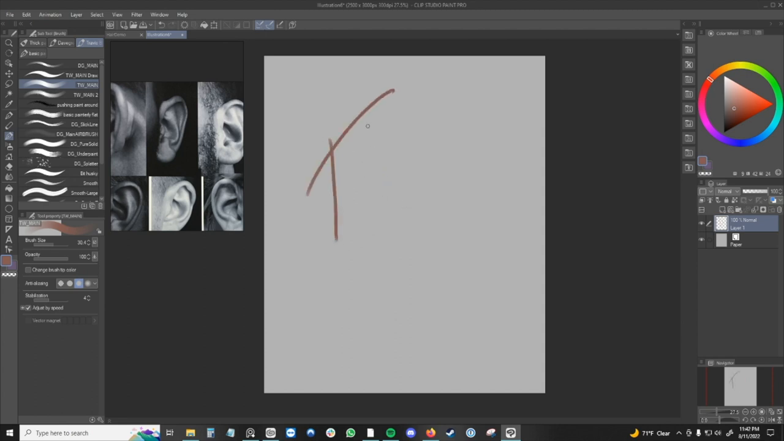Now, we're gonna be talking about ears. And I can't spell correctly. But it really does look like a question mark. The ear does. Very question mark like. So, let's go ahead and draw some. Let's do a nice purple.